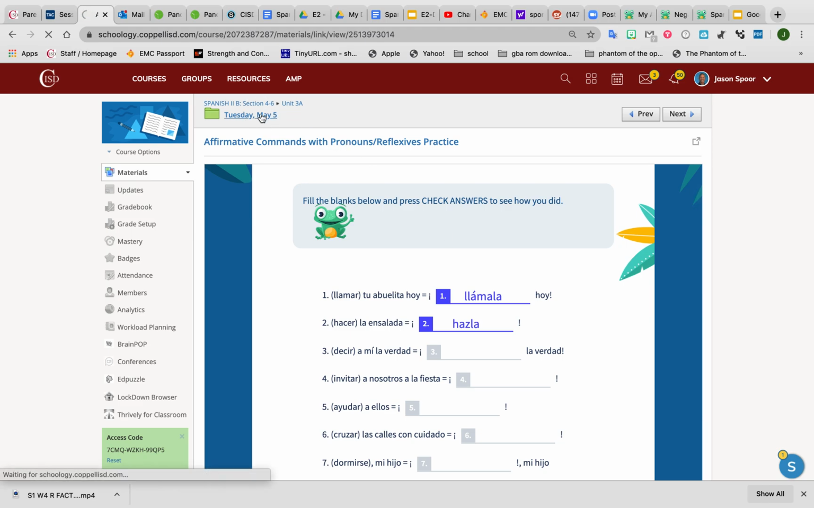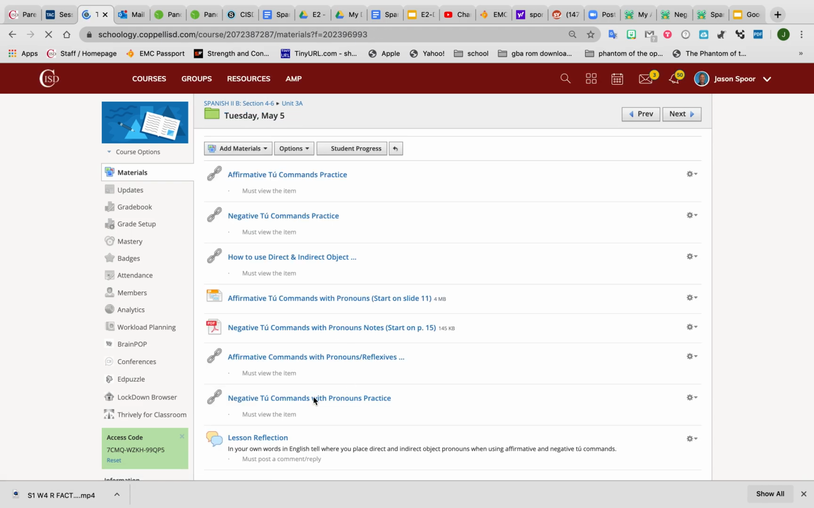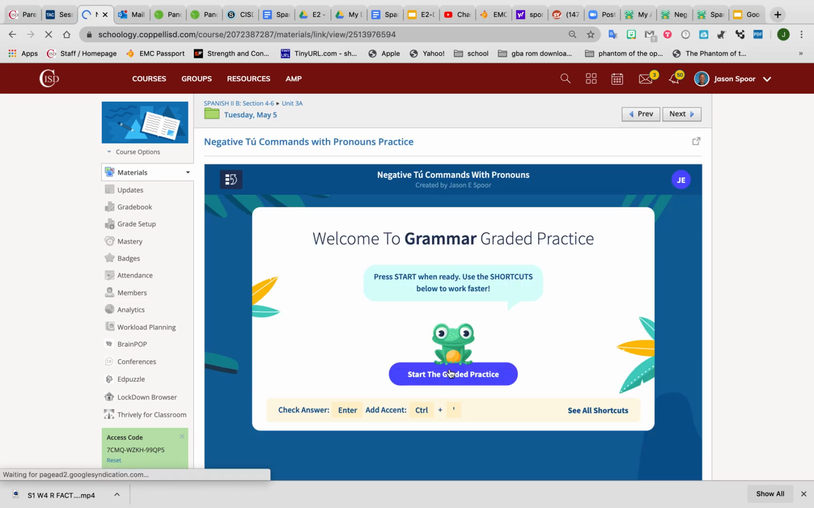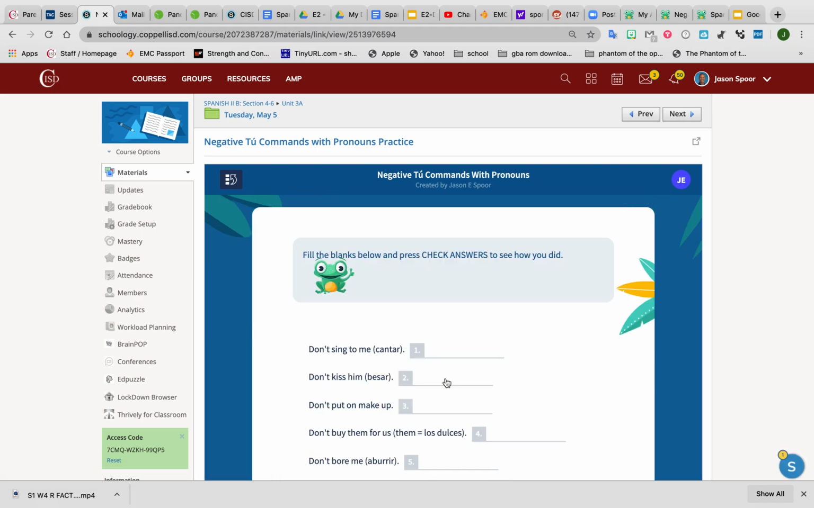All right. And then your last activity before the reflection, negative tú commands with pronouns. All right. So this one's a little bit different in its setup. Don't sing to me. Well, don't sing is no. And remember, cantar, it gives you the verb. You got to change it. Canto, take off the O. Well, it's an AR verb, so add ES.